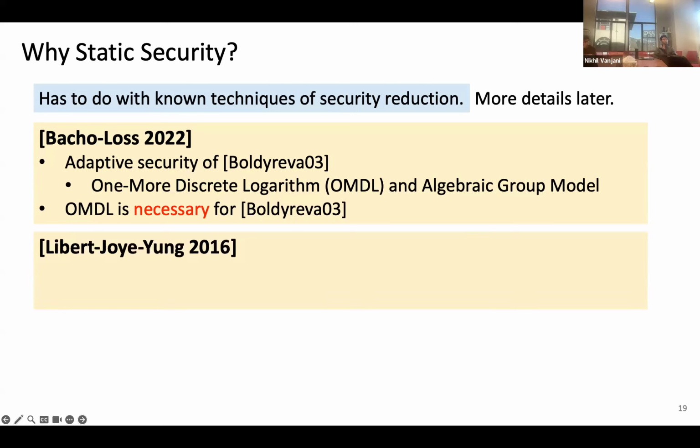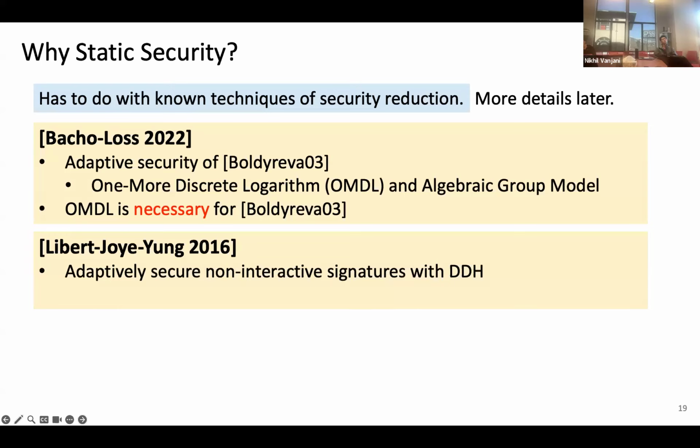Okay, so what do we know from standard assumptions? There is a paper by Libert, Joye, and Yung that proves adaptive security of a non-interactive threshold signature scheme from DDH, but the signatures are not compatible with the BLS signature scheme. And I've shown you that there are many companies that have already adopted BLS. According to the client, there are already hundreds of thousands of clients running BLS. Now, if we want adaptive security, working.